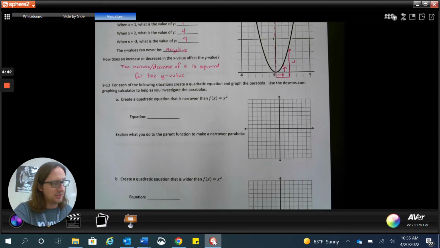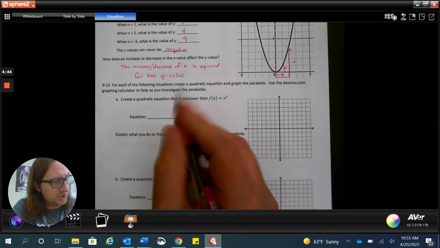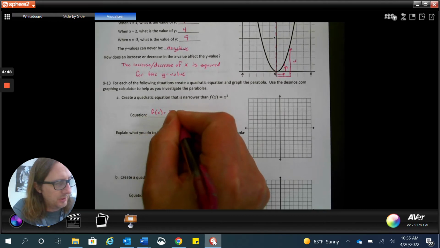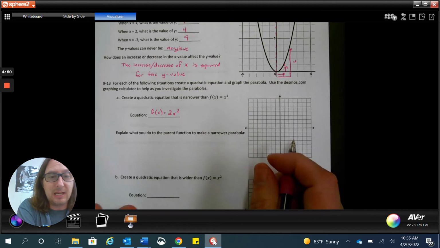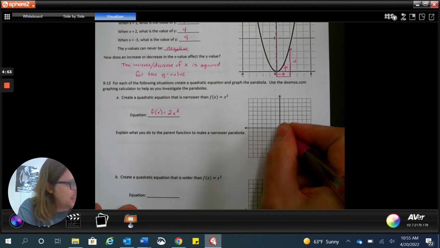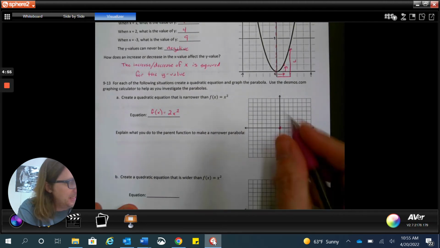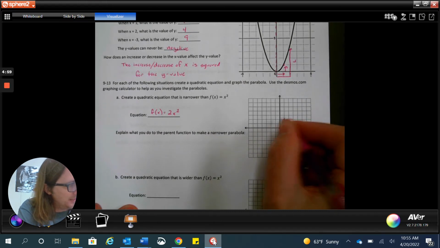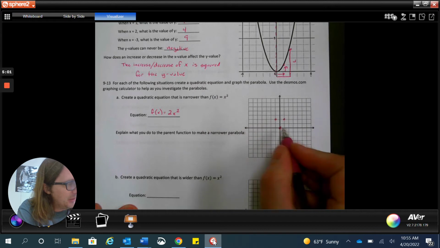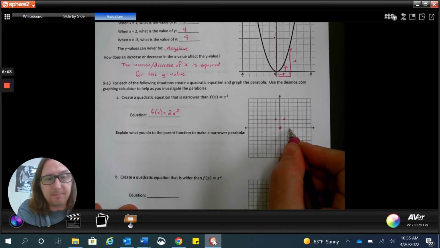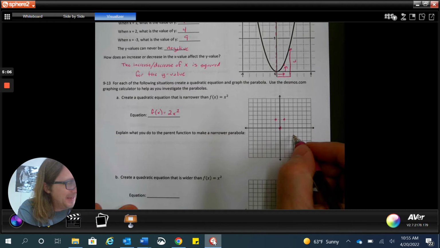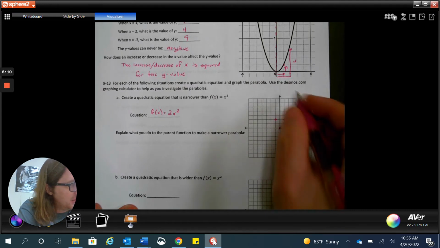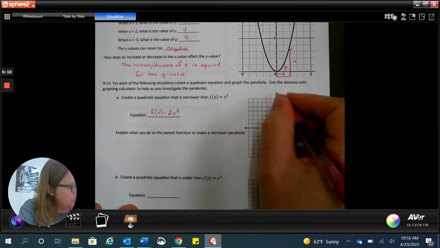So let's go ahead and answer this question here. All right, so the equation that we made was f of x equals 2x squared. Now this did not change the vertex. It's still at 0, 0. But now when we move over 1, instead of going up 1, we actually went up 2 instead. And then when we go over 2, instead of going up 4, we'd actually go up 8 instead. 1, 2, 3, 4, 5, 6, 7. I'm off the graph, but close enough.